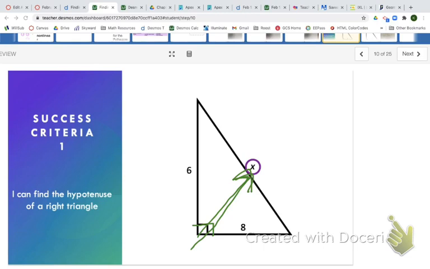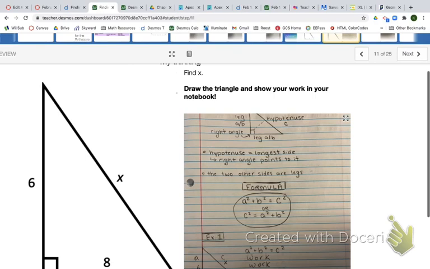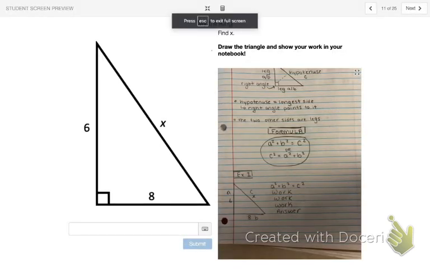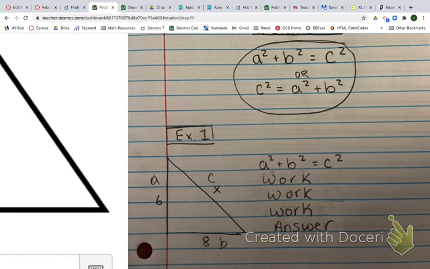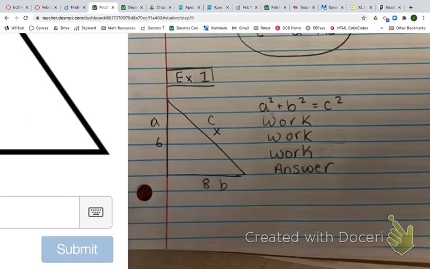Let's go ahead and show an example here. I have my example that I've drawn out on my notes, example 1. I drew out this triangle, which means that A is worth 6 and B is worth 8 and X is C. So I'm actually trying to find C. I'm trying to find the hypotenuse. I have written the formula down, a squared plus b squared equals c squared. And then I have space that says work, work, work, answer.